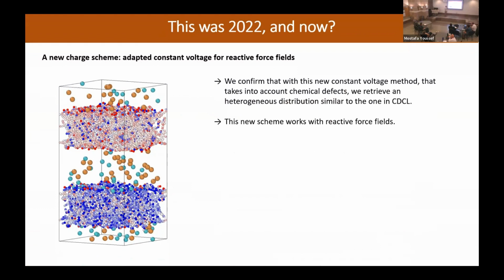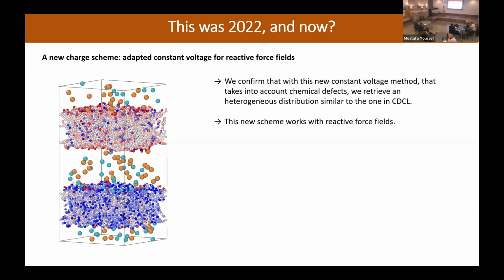Okay, so this was what we've shown in 2022. Now we are going further. We are using a method that enables you to have, at the same time, the voltage in a constant voltage approach, and to apply reactive force fields. So you can have chemical reactions in your system. It opens a lot of new areas for us because we can do many new things.